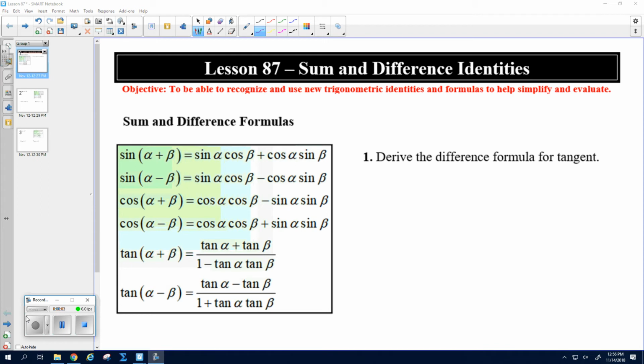Okay, these are called the sum and difference identities. So, yeah, I am recording.